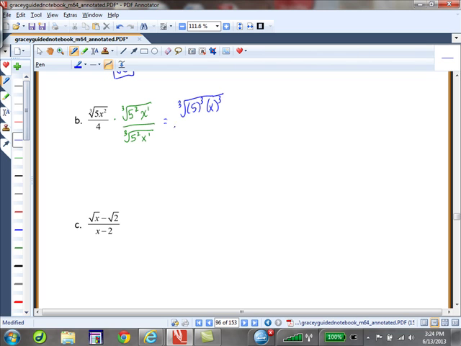over 4 times the cube root of 5 squared is 25, so we can write that as 25x. And then we can take out a 5 and an x from the numerator. And then we have 4 times the cube root of 25x in the denominator. And we're done.